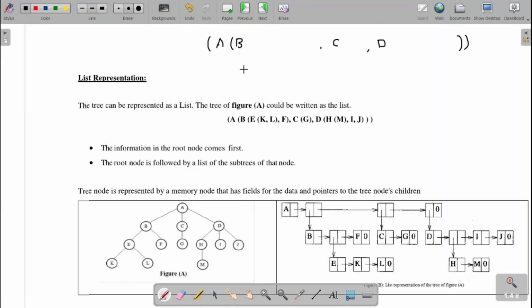If I go with B, it again has two children, E and F. Next, if I go with E, it has two children over here. The children of E are K and L.